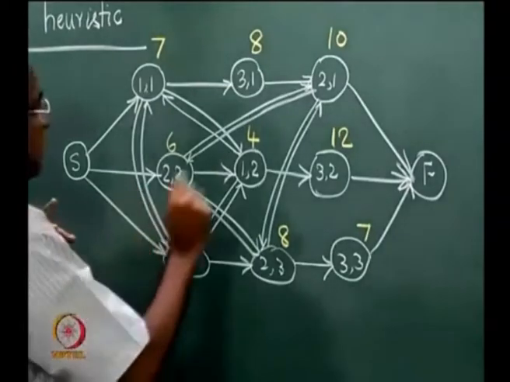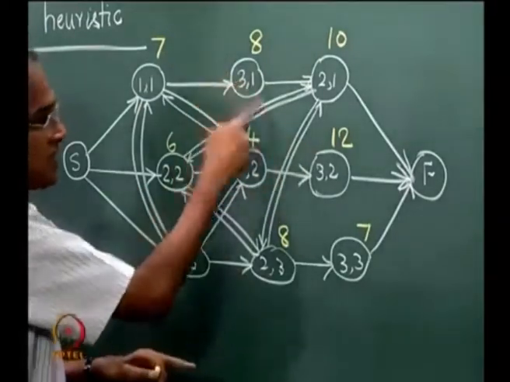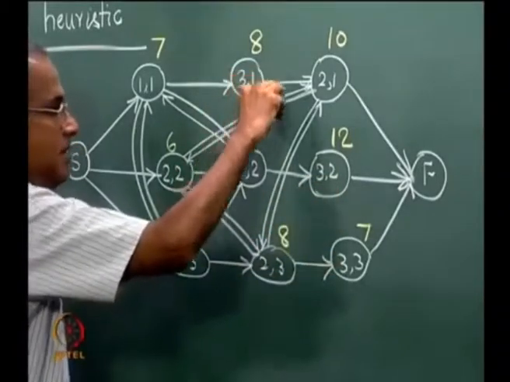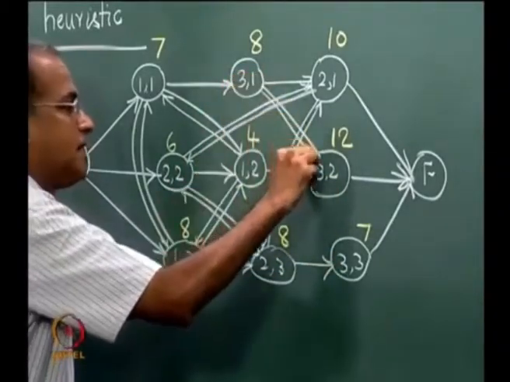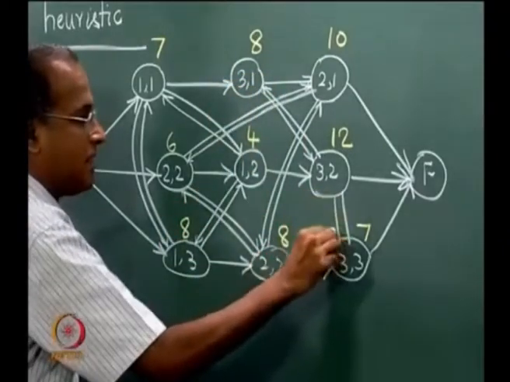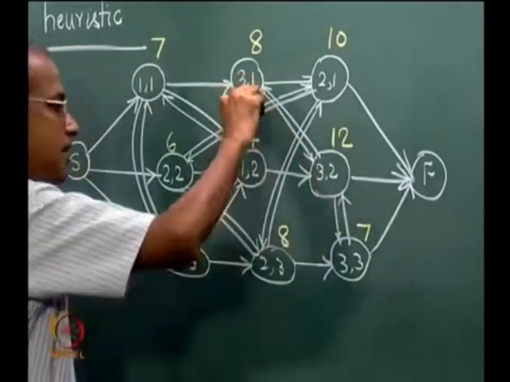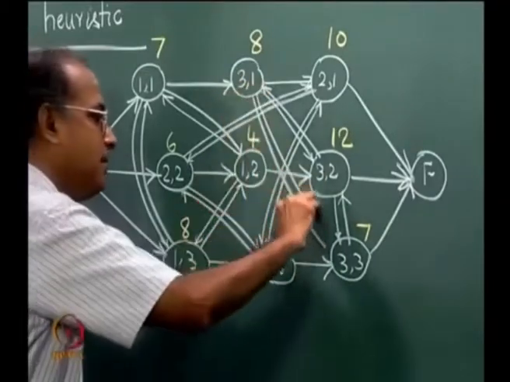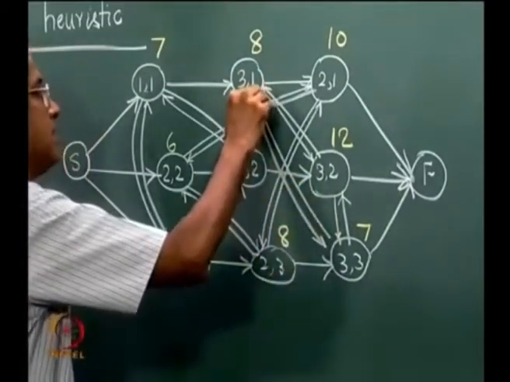Now, similarly for machine 3, there are machine 3 nodes in 3 different places here. So we will have one set like this, we will have one set like this, and we will have the third set like this.